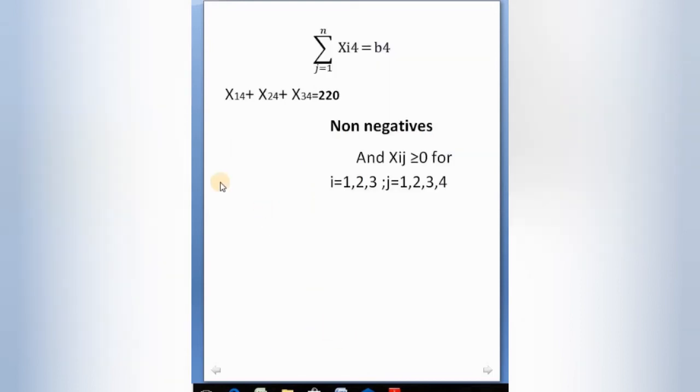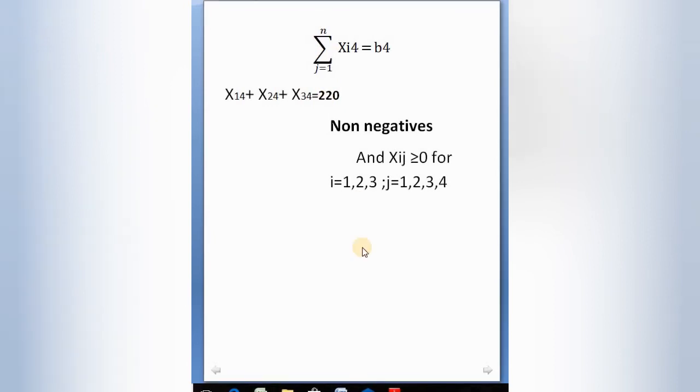And last, let us look into the G constraint. It means A to G: A is 1, G is 4. B to G: B is 2, G is 4. And C to G: C is 3, G is 4. And the total requirement in chilling center G is 210.